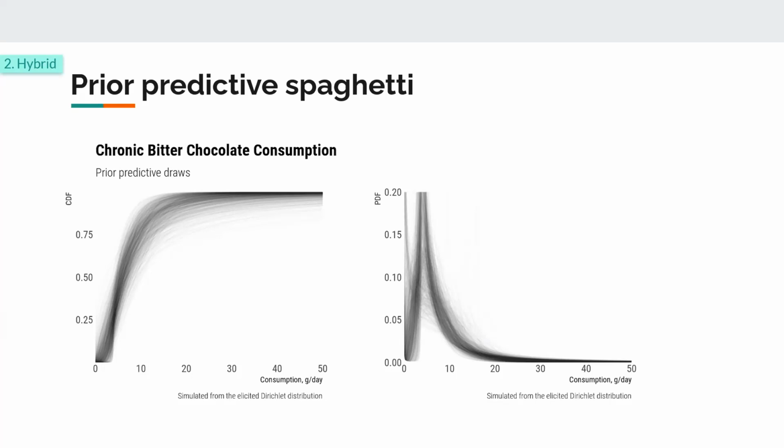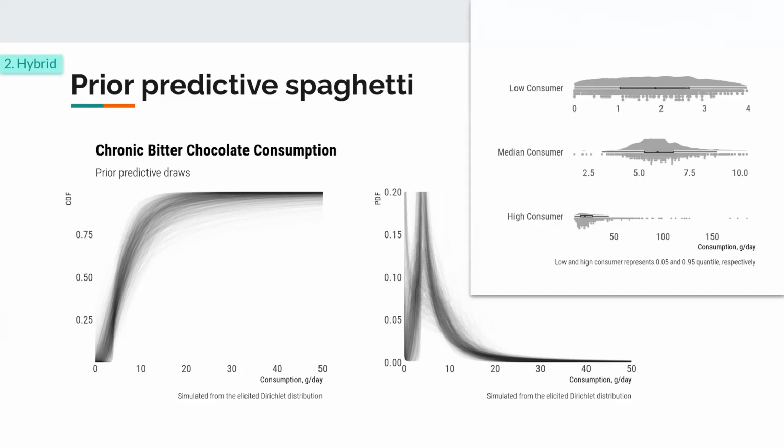This is before we have seen any samples. And then the question that our manager asked is about these extreme consumers. So we can summarize the 5th and 95th quantile with uncertainty and see how the actual draws are landing.